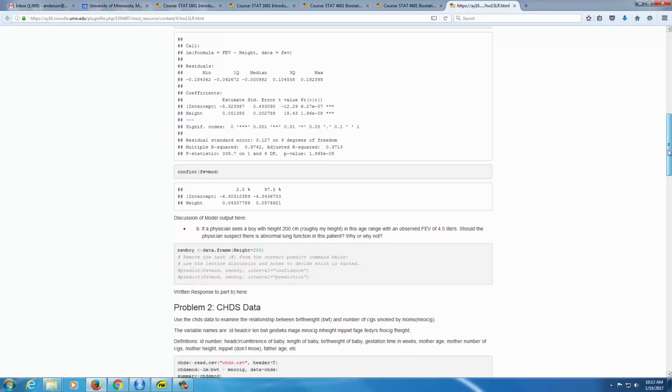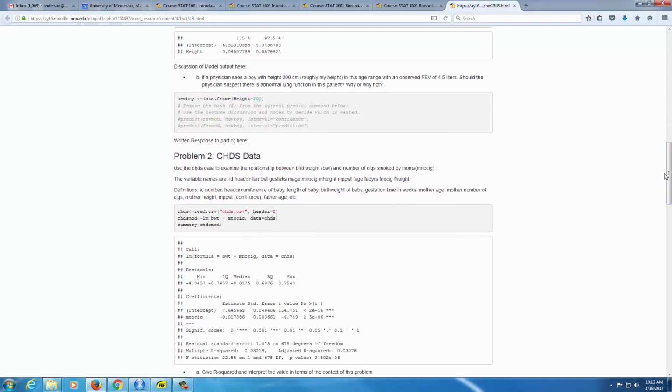In part B, I'm asking about a particular patient, a boy that would be 200 centimeters tall. That's very tall. That's basically your instructor's height. And their FEV for this person was 4.5 liters of volume. And is that an unusual thing or not?